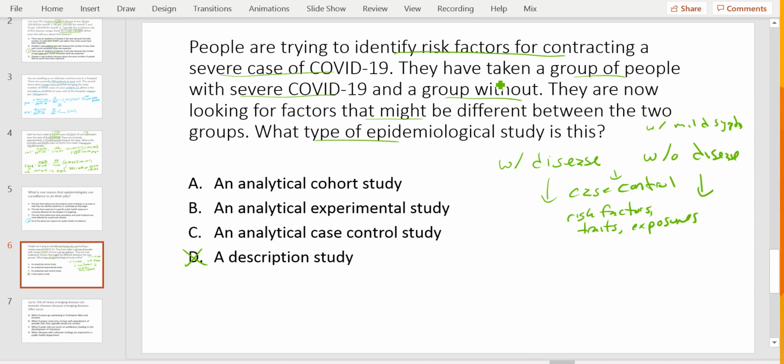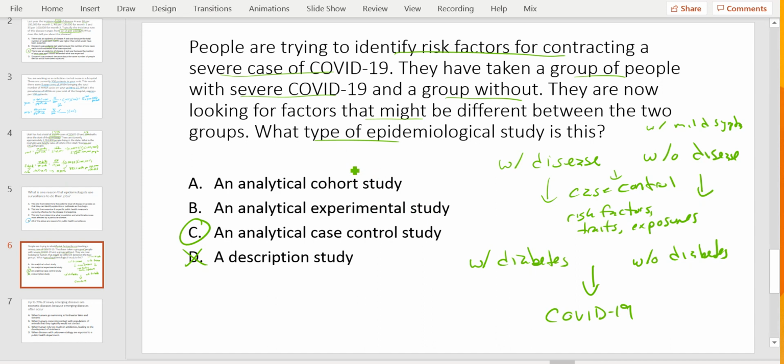Okay, this is different than a cohort study. So the answer to this one is C. A cohort study usually will come after a case control. So now that we are realizing that diabetes might be a risk factor, what a cohort study would do is group based on the exposure or the risk factor. So we would take people with diabetes and people without diabetes, and then we'll follow them for a couple months to see who develops disease, who develops COVID-19.